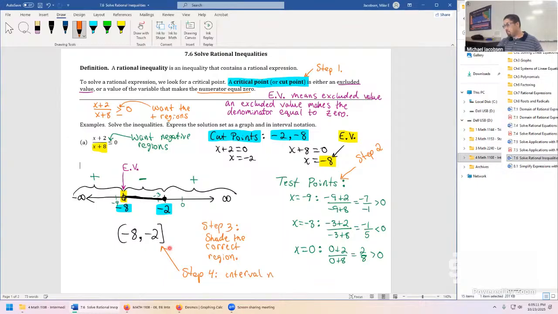Interval notation. And this is how each one of these goes. We find our excluded values, we write down the cut points, do the test points, and then shade as normal. So it's a lot of work to get it all done, especially with all the notation. But practicing about 3 or 4 of these, it becomes pretty second nature.